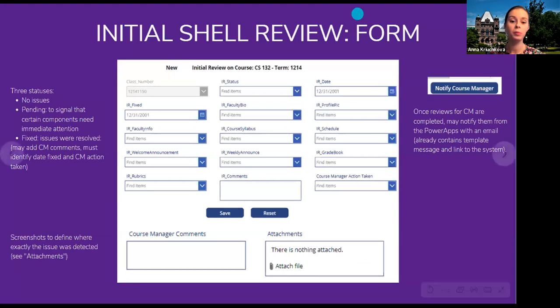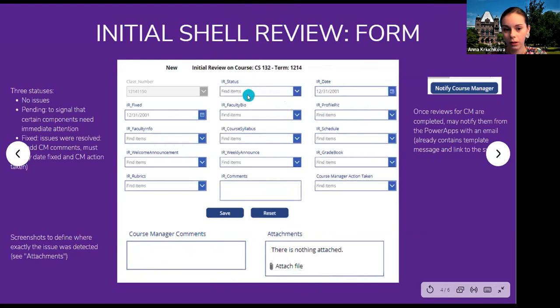So in PowerUps, when you go into the record for the specific course to activate the series, so it's kind of performed in series. You have to conduct an initial shell review in order to be able to access the mid-quarter shell review. In a way, it enforces that natural sequence for reviewing the course shell. When you click on new initial review and activate the form, that's what you see. And these fields are kind of bigger than they are actually on the form. It's because I've connected them for a more convenient view, but there you have to scroll down a little bit to see them.